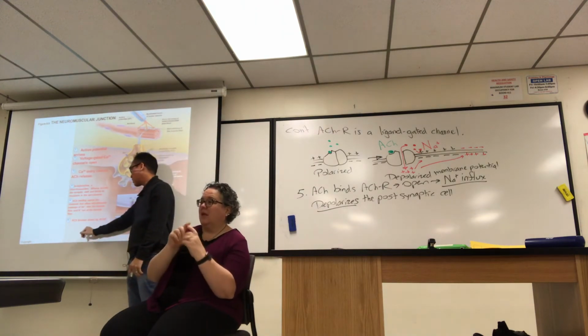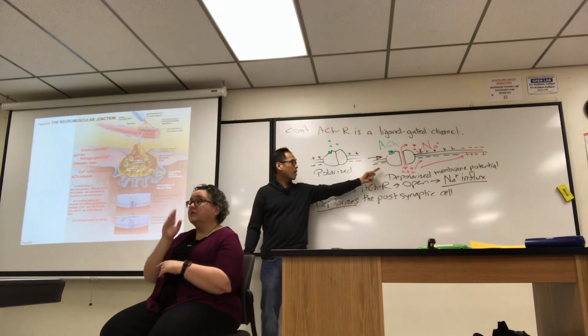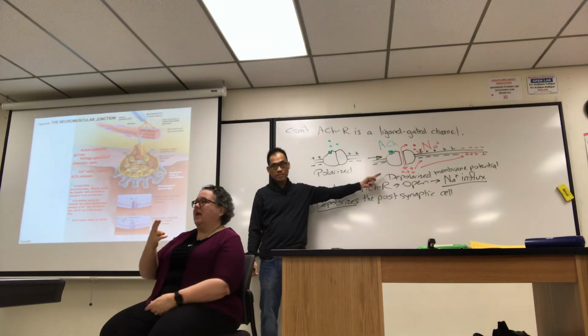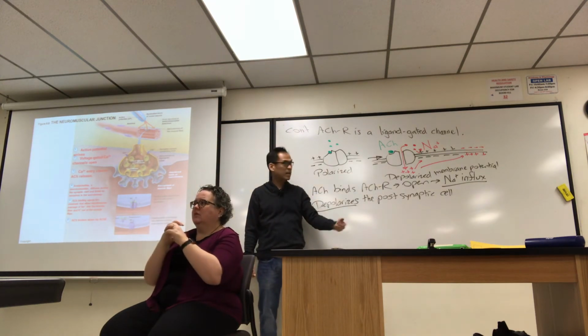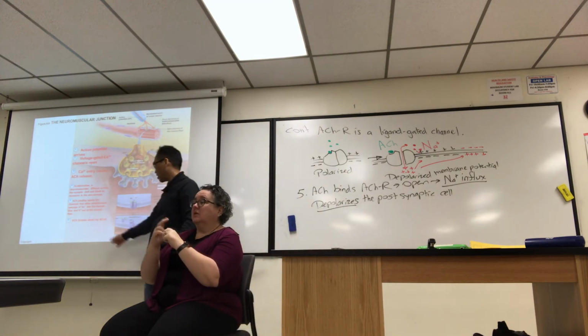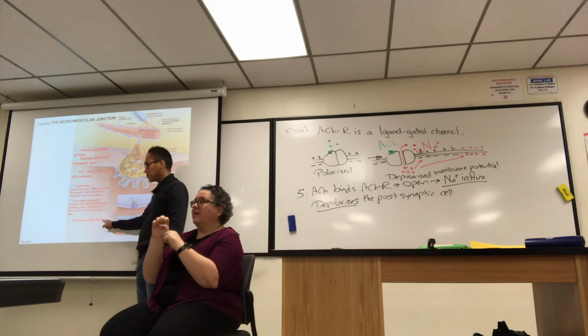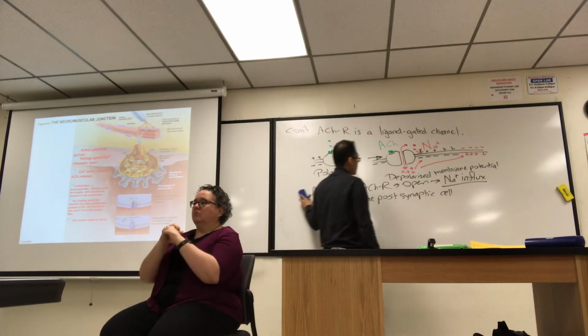Step 6 is cleaning it up. This will happen as long as ACH is present in the synapse, and muscle will keep contracting. So to stop the muscle from contracting, you have to get rid of the ACH. There is an enzyme, ACHE. It's an esterase that breaks down ACH. That's step 6.